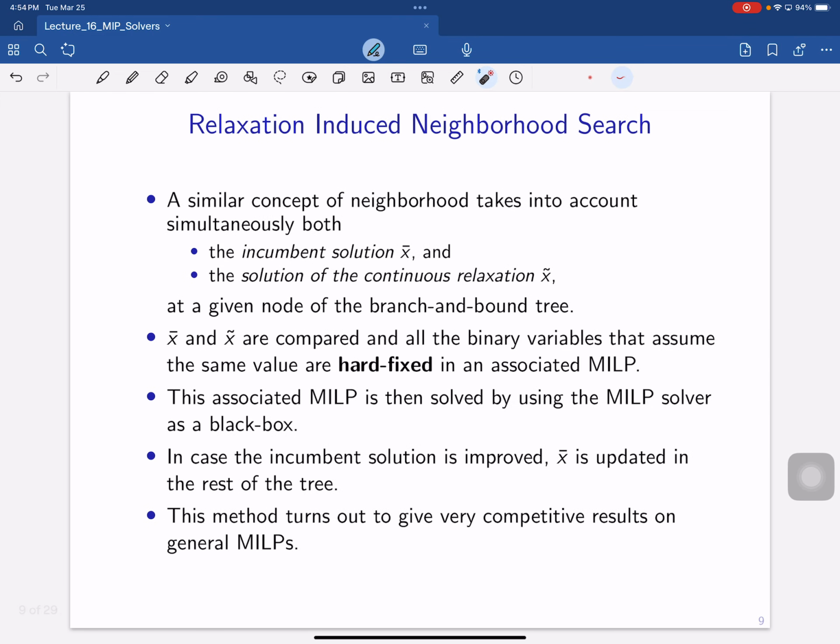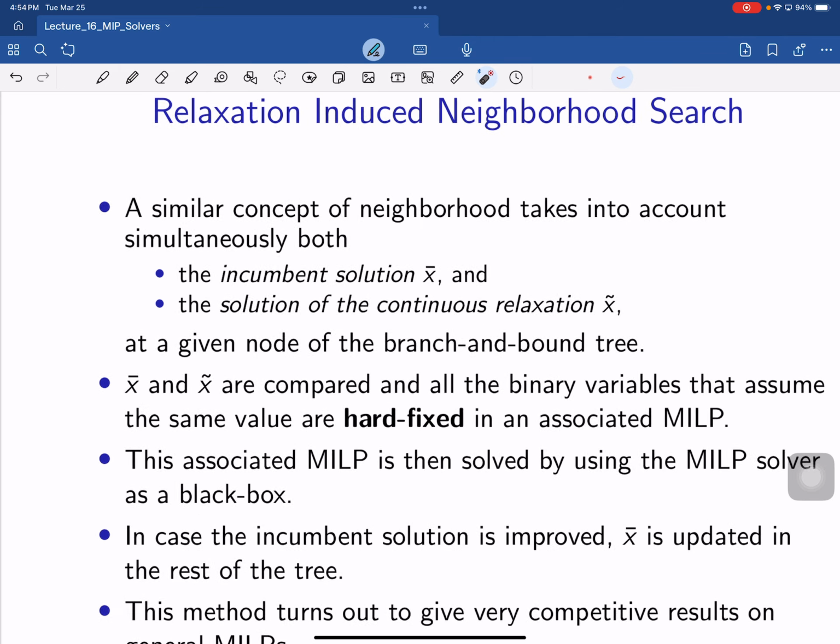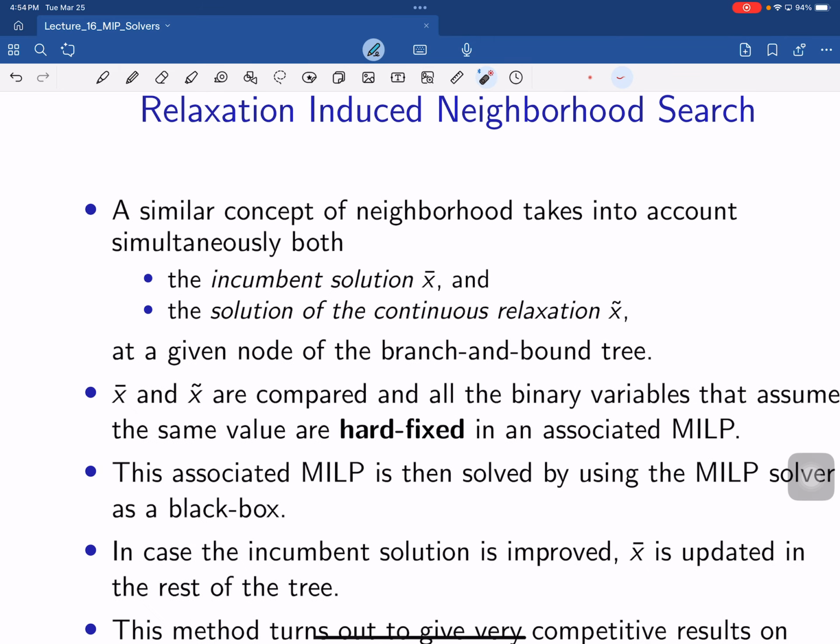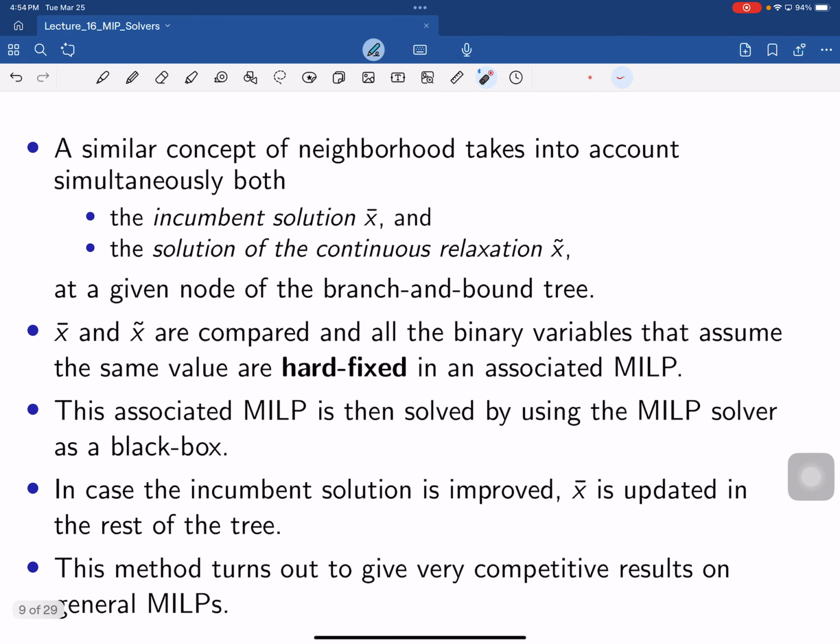Now, there's another heuristic called relaxation-induced neighborhood search. This idea is much simpler. Let's just assume you have an incumbent solution. By incumbent solution, it means a feasible solution to the original problem. So this is x bar. And then if you solve a continuous relaxation, in this case the linear programming relaxation, you get the solution x tilde. So one is a feasible solution, and one is the solution to a continuous relaxation.